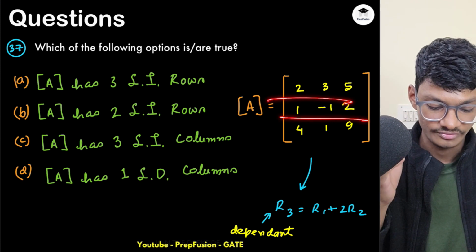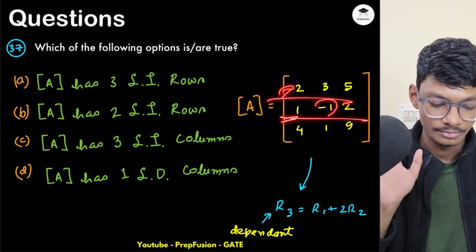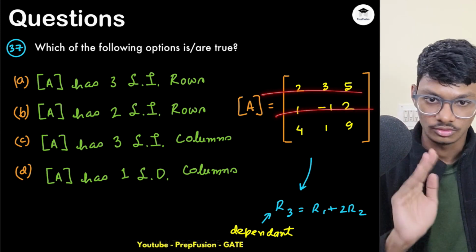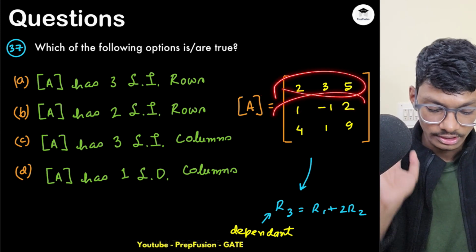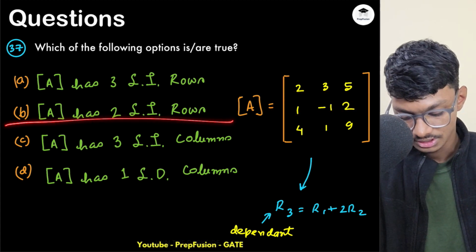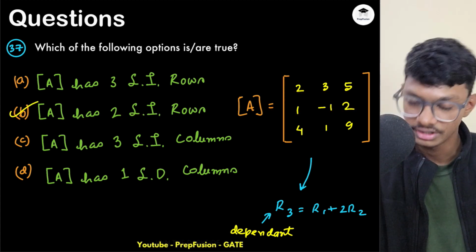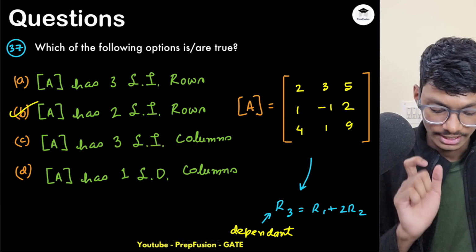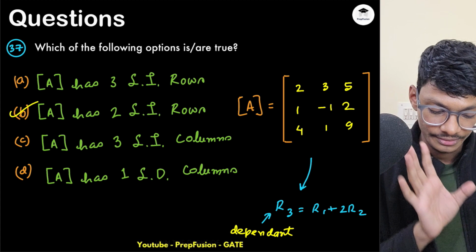So are these two proportional? If I multiply 2 with this it is 2, fine, but this is minus 2, which is not equal to 3. So they are not proportional, hence they are gone. So these two are linearly independent. So the second option, A has two linearly independent rows, is correct. And the fourth option is A has one linearly dependent column.